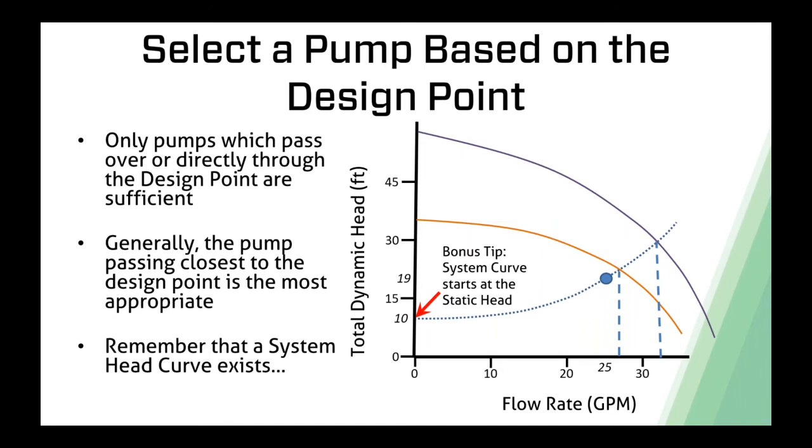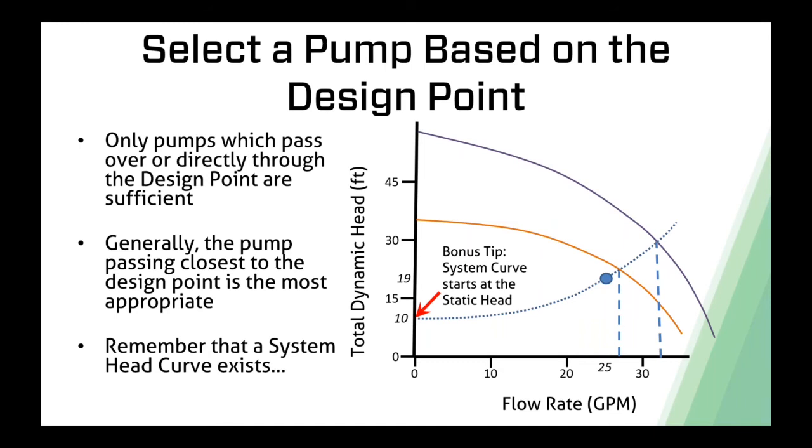So we needed a pump that would do 25 gallons a minute against a pressure of 19 feet total dynamic head. If we use that orange pump curve, we're going to overperform that just a little bit. We're going to probably get maybe 26 or 27 gallons a minute out of that pump.